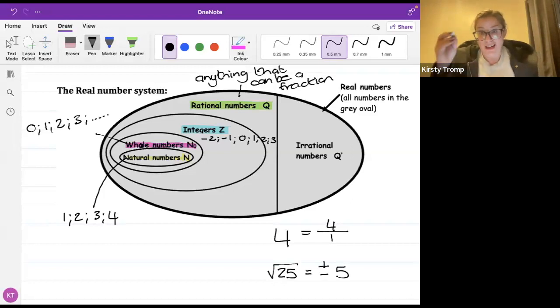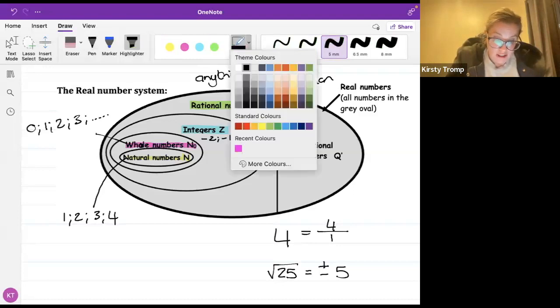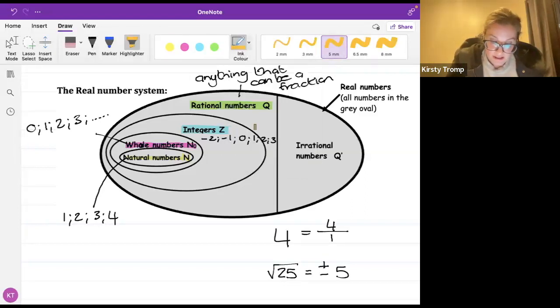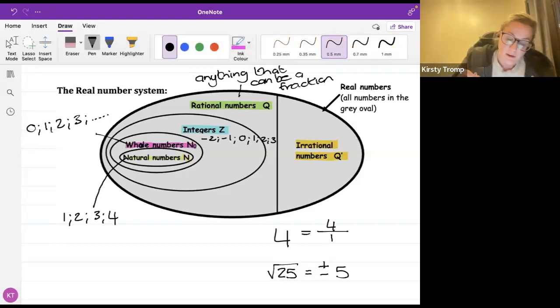Irrational numbers, which is the Q with the little dash next to it, is any non-recurring decimal. It is pi and any non-recurring decimal. Fantastic.